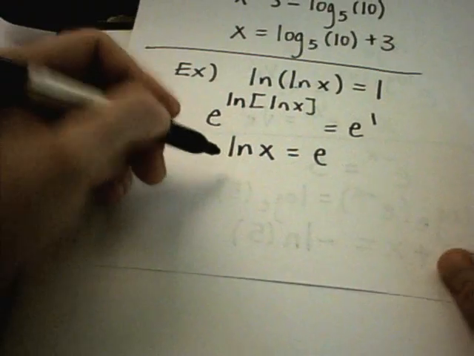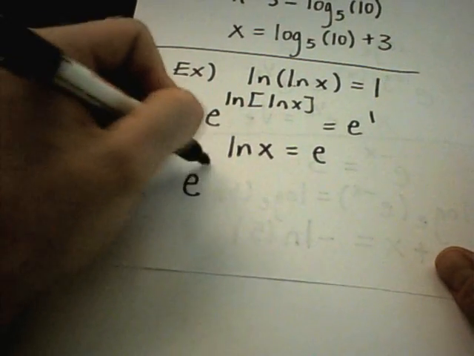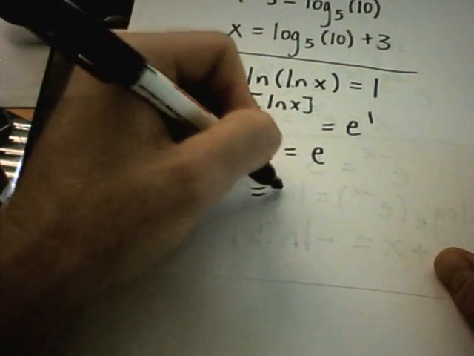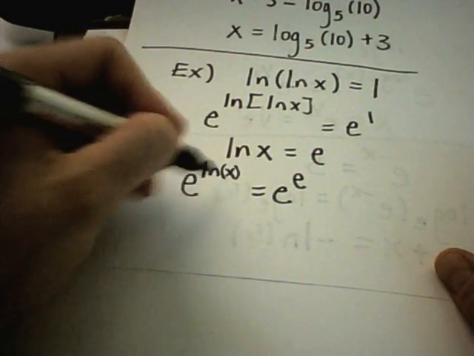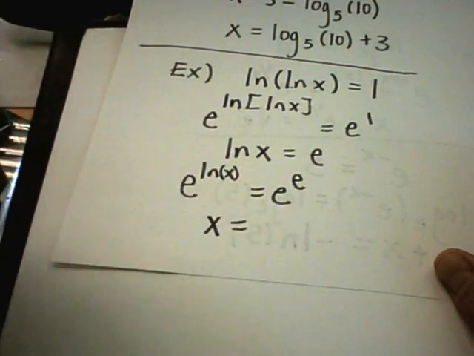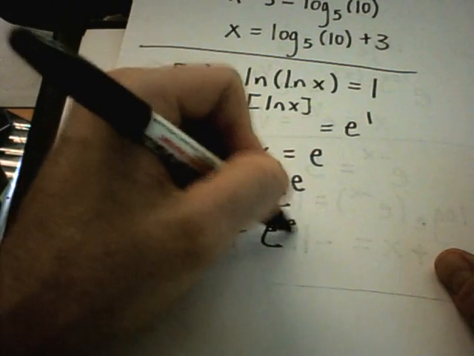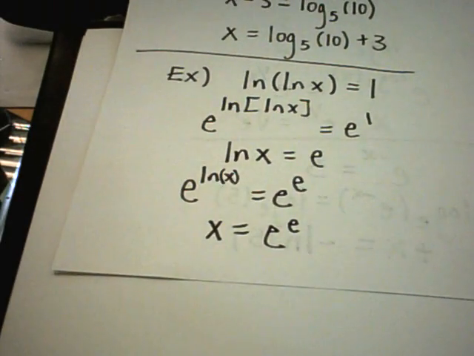But I can actually do this again. I can take e and raise it to both sides. And again, now on the left side, I'm just going to be left with plain old x equals e raised to the power of e. And that'll be my solution.